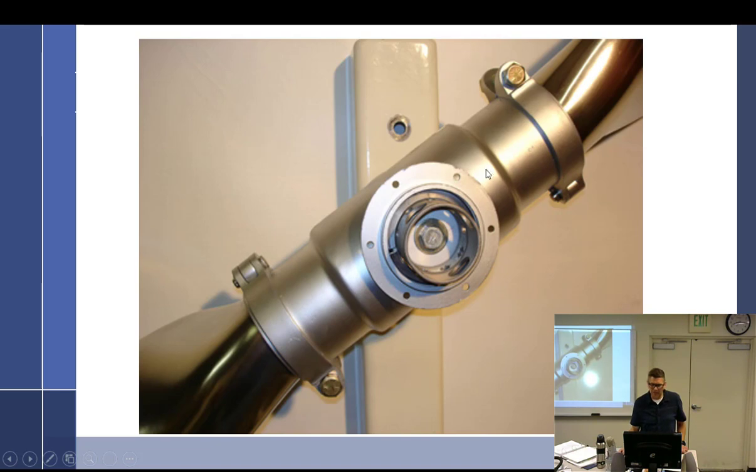You have a clamp here and a clamp there, and if you release that bolt, this bolt, and this clamp, you can adjust the blade pitch. So that would allow you to adjust your pitch for your mission.